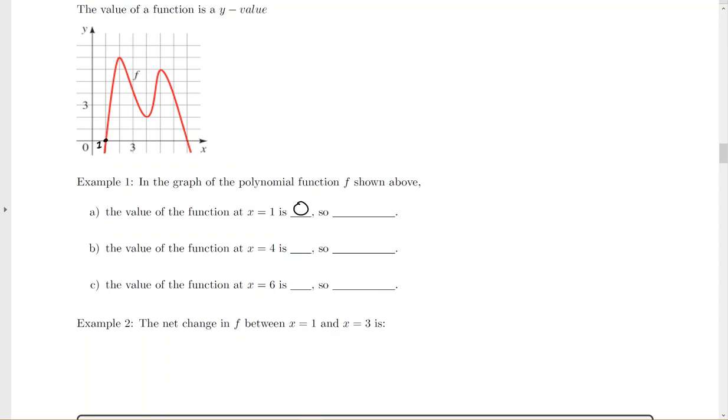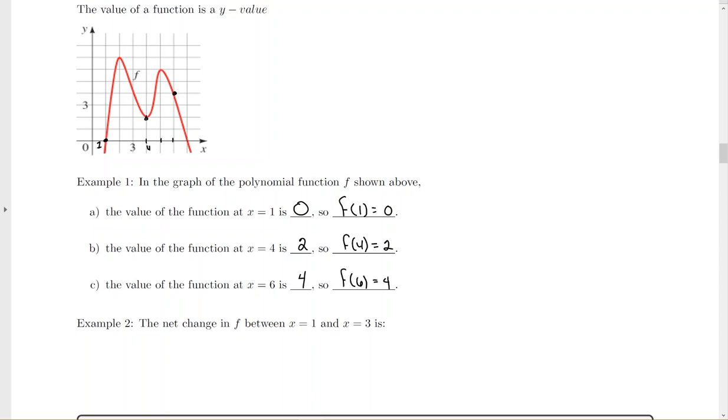So fancy talk, the way we would say this would be f of 1, instead of f of x, it's f of 1 equals 0. So find the value of the function at x equals 4. So you count up, and our value is 2. So f of 4 is 2. And then the value of the function at x equals 6. And again, going up, we're looking at 4. So in this case, f of 6 is 4.